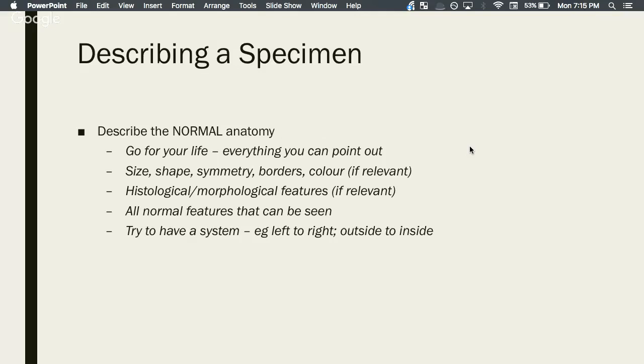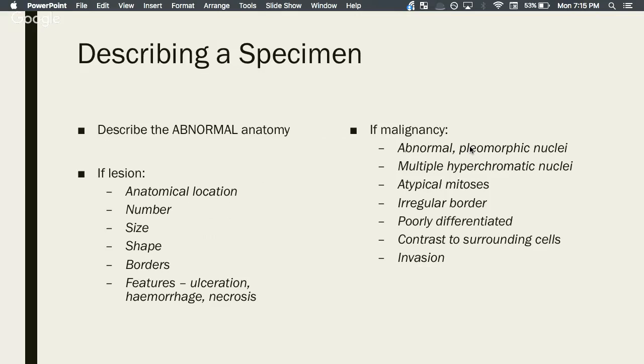So I tried to have a system, like either left to right, outside to inside, or big to small, whatever. Talk about size, shape, symmetry, borders, color, anything. Locate landmarks, anything. Just keep talking, basically. Just don't shut up. Then you move on to your abnormal anatomy.